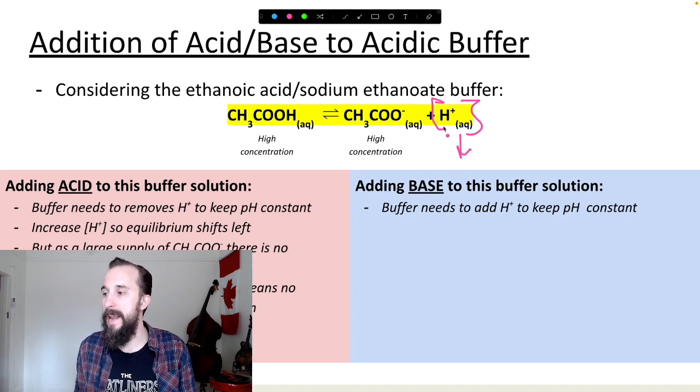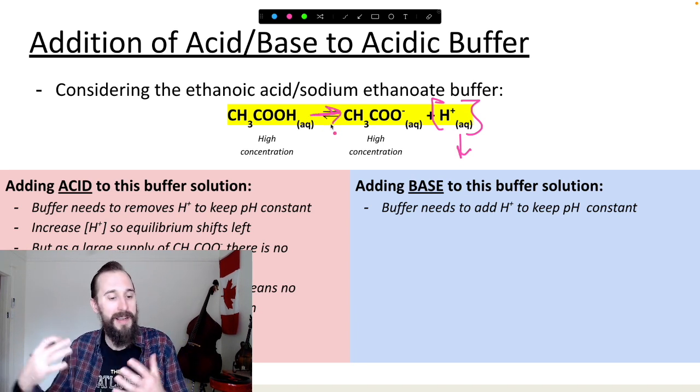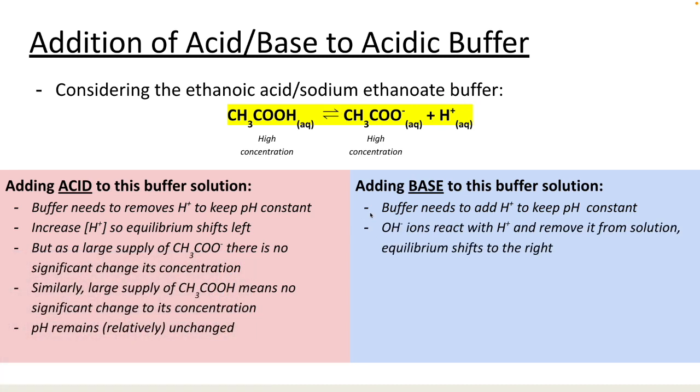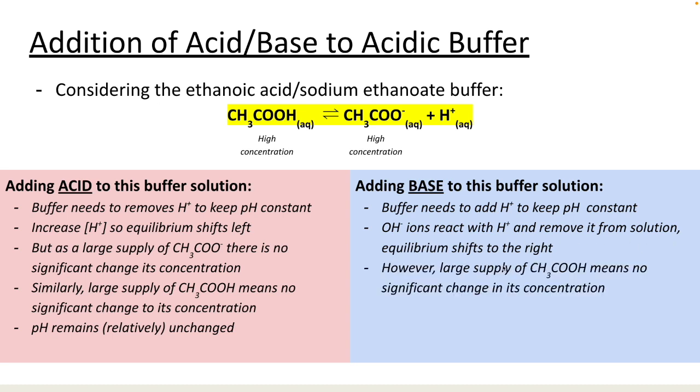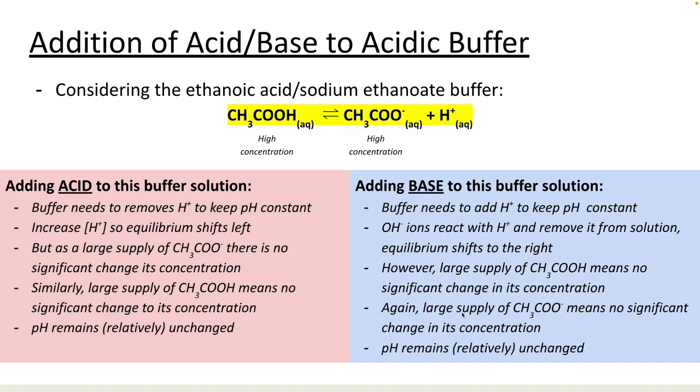Let's think conceptually again. If we decrease the amount of hydrogen ion, the equilibrium is going to shift to the right-hand side and subsequently increase it again. So we have the hydroxide ions reacting with the H+, they remove it from the solution, the equilibrium shifts to the right and puts the hydrogen ions back into the solution. But as before, because we have relatively large reserve supplies of both the weak acid and its conjugate base, there's essentially no significant change to their concentration. The pH can remain unchanged by dealing with these acids or bases that have been added.